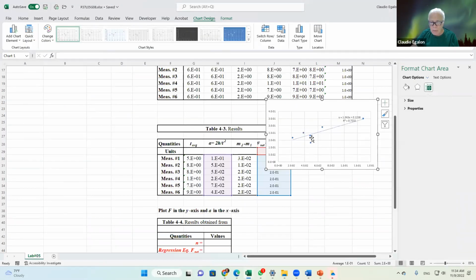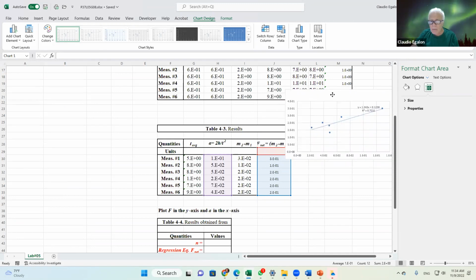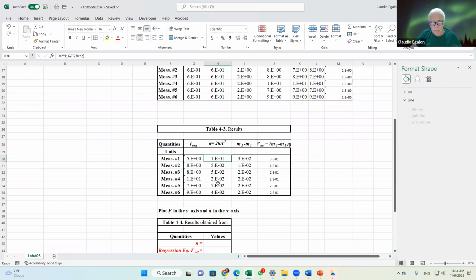Now let's play a little bit with the outliers. Let's remove them. Should be 0.5 in the X. It looks like the outliers are those 2 here. So let us plot the rest.